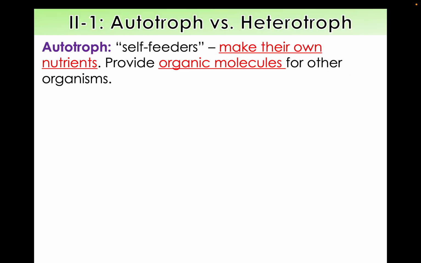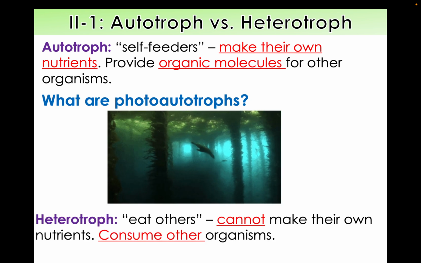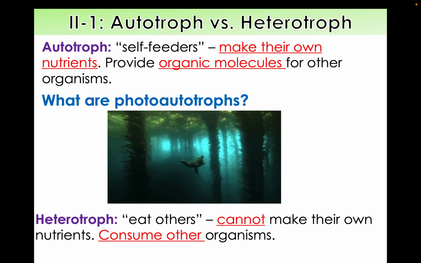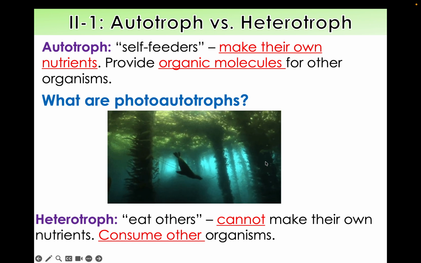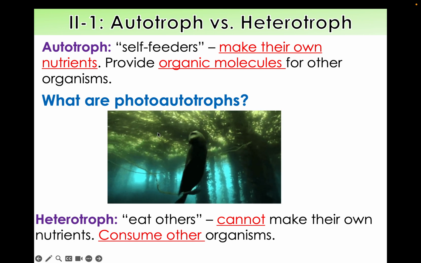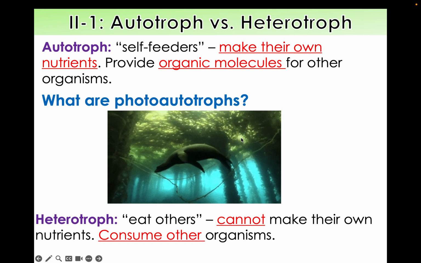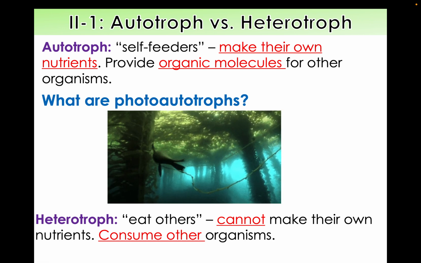All right, so let's jump into it. We already talked a little about what an autotroph is, a self-feeder or self-nourishment. They make their own nutrients, and they are what provides organic molecules for other organisms. What are photoautotrophs? When you look at this picture, you can see all the plants and seaweed in this ocean ecosystem. This seaweed is a photoautotroph. It's using light to make its own food.